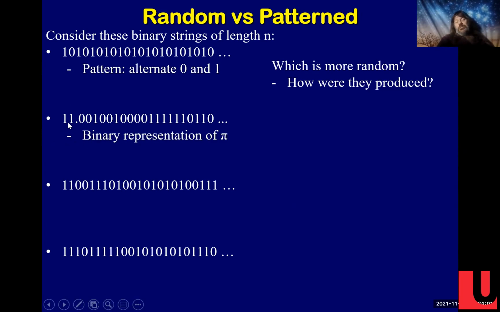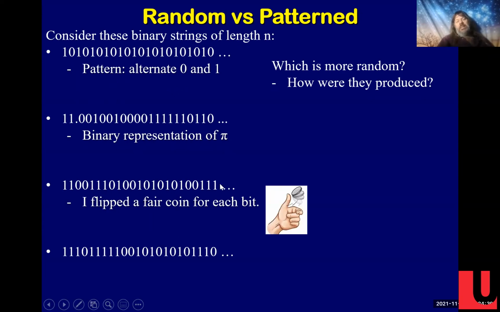The second string here, the way I got it is I asked Google what pi was, and it said it was 3.14. And then I asked Google to convert that into binary. And this is the binary representation of pi. You'll note it starts with 1 1, which is 3, 2 plus 1 is 3. So that's what pi is.